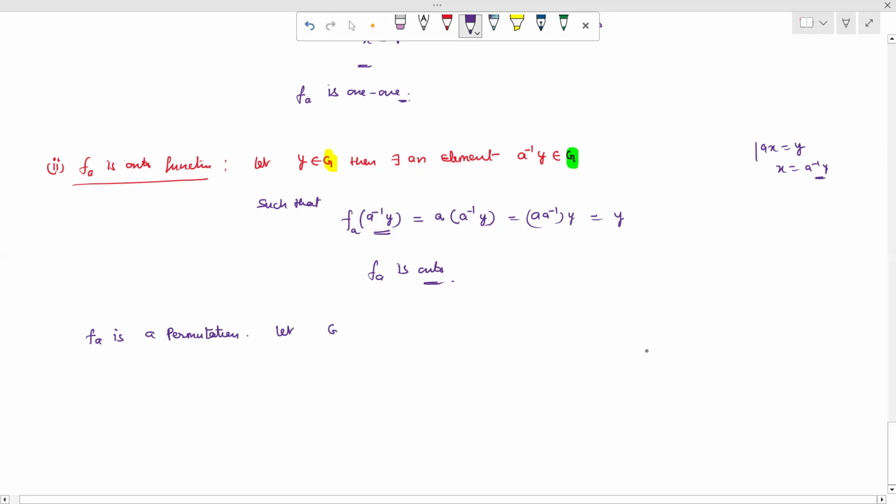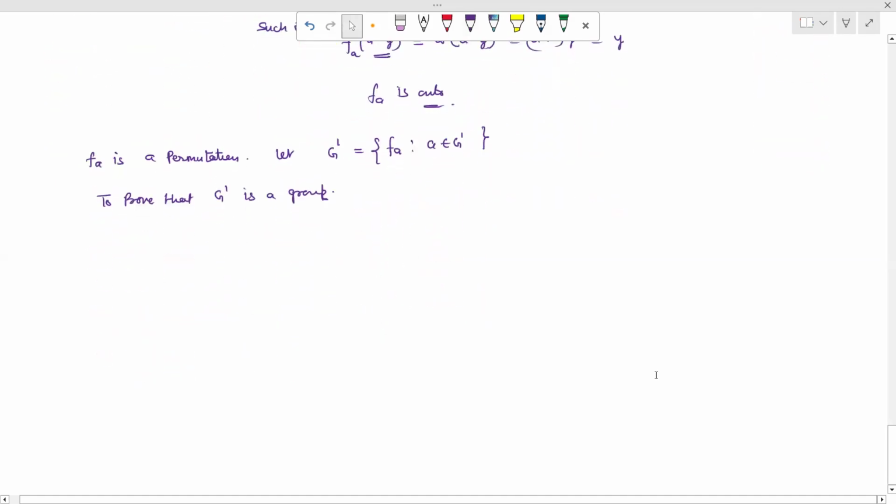So let us define a group G dash. G dash is defined as the set of f_a such that a belongs to G. To prove that G dash is a group, here we are going to prove G dash is a group. For proving the group, we satisfy all four properties.